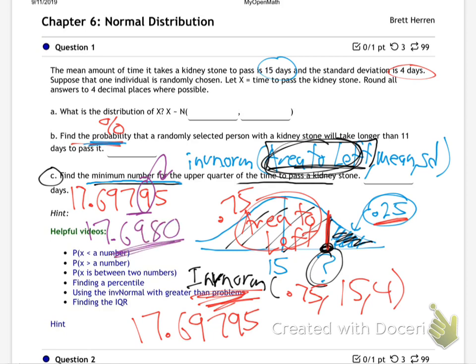There's our answer. What does that mean in real life? That means this spot right here is 17.6980. People that are in the worst 25% of kidney stones, their kidney stone takes 17.6980 days or longer to pass. That's the beginning of the top 25% worst kidney stones.